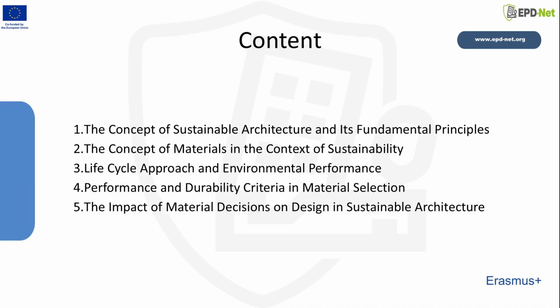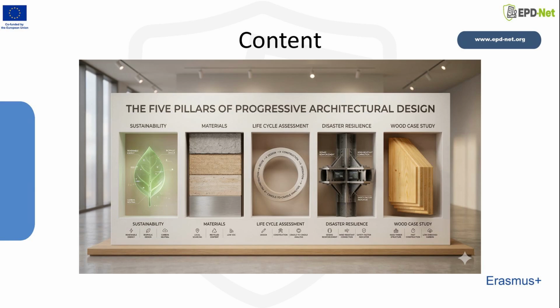The lecture is structured around 5 main sections. First, we will examine the concept of sustainable architecture and its fundamental principles. This section provides the theoretical background for understanding why material decisions are central to sustainability. Second, we will discuss materials in the context of sustainability, focusing on environmental performance, resource consumption, and long-term durability. Third, we will consider the life cycle approach and environmental performance. This perspective allows us to evaluate materials before, during, and after their use in buildings.